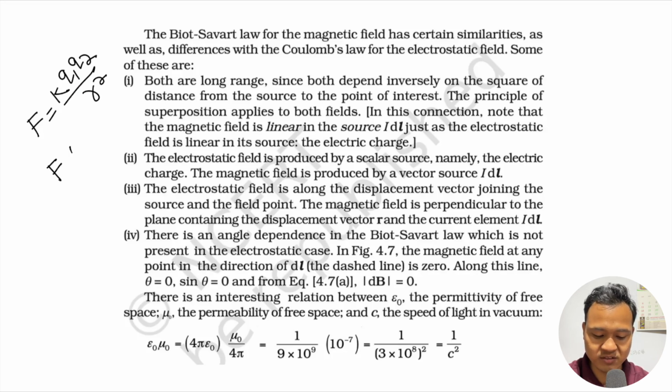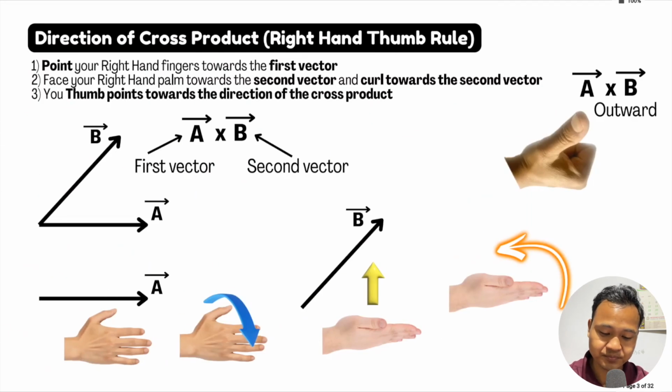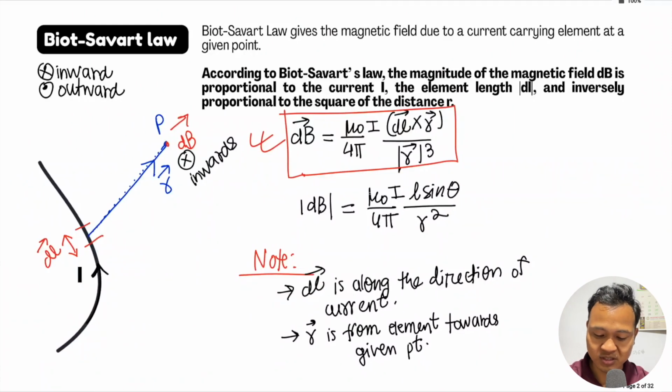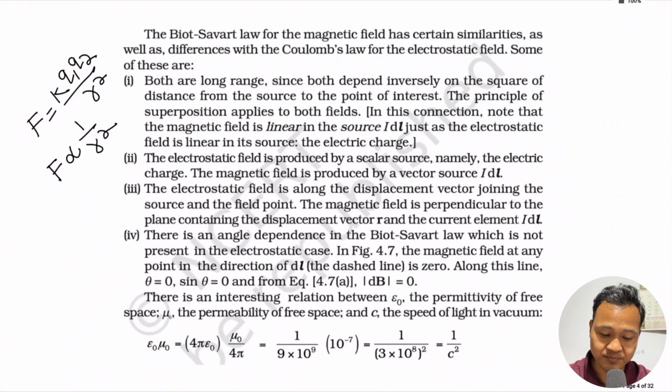So F is inversely related to R square. As well, in Biot-Savart law, the magnitude of dB is inversely proportional to R square, the distance square. So both are long range forces, and both depend inversely on the square of the distance. The principle of superposition applies in both fields, as vector quantities with vector addition. So that is the first point.